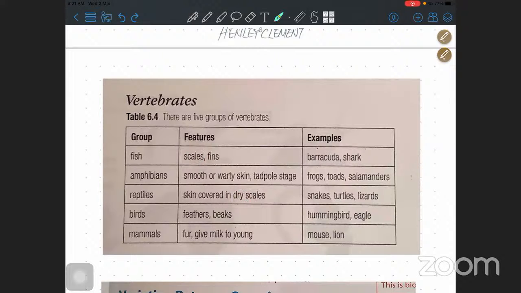And birds, we have feathers and beaks. As compared to mammals, we have fur. This is feather, this is fur. And then giving milk to the young is for the mammal. The birds, the examples will be eagle and hummingbirds. The mammals will be lion and mouse and also human beings, right?